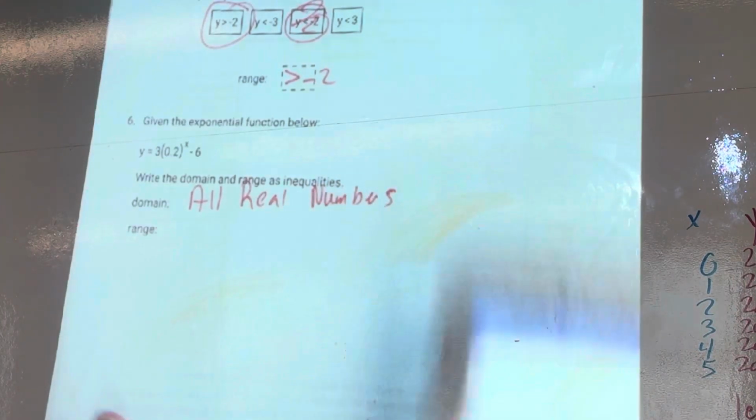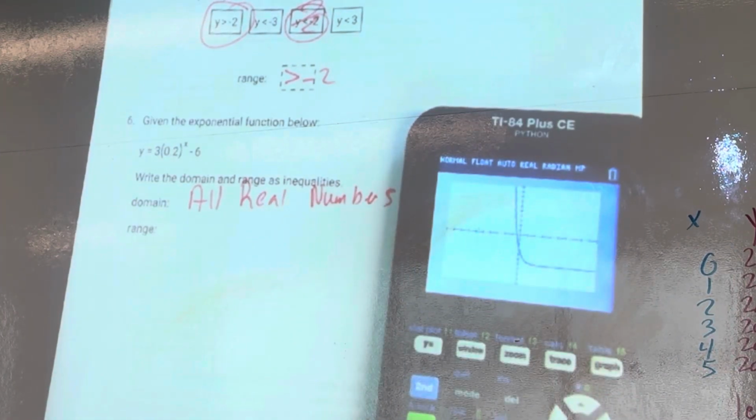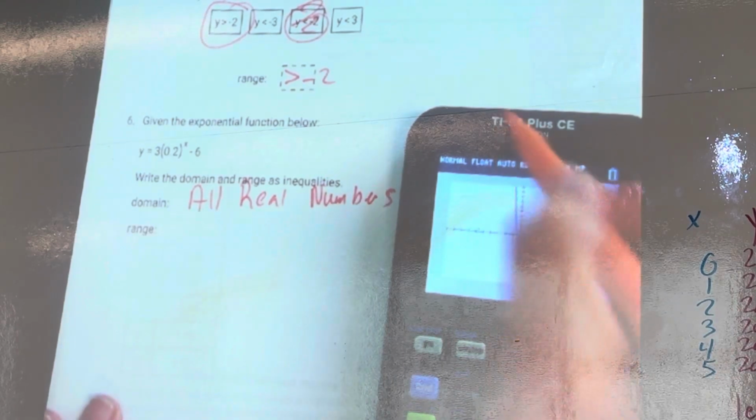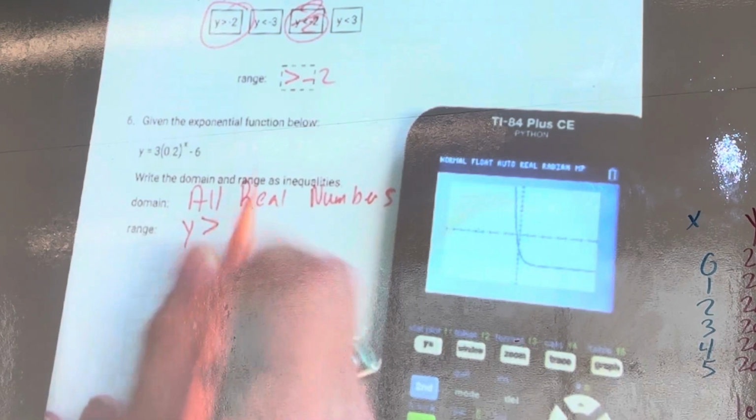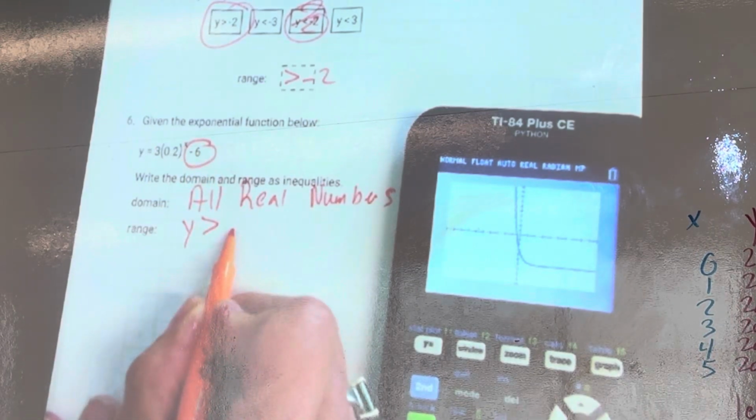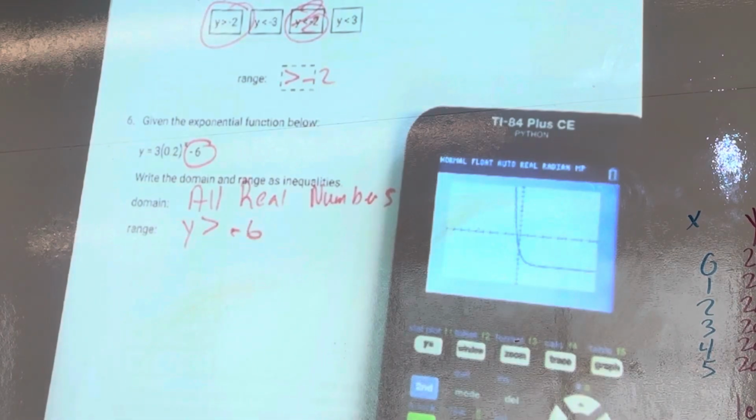Okay, and then my range is going to be y is greater than or y is less than. Greater because it's going up. So this stays the same and it's going up and to the left that way. So y is greater than negative 6 and not equal to. Even though on our table it actually says equal to because it gets close to it, but it actually never crosses it, which is a little bit confusing.